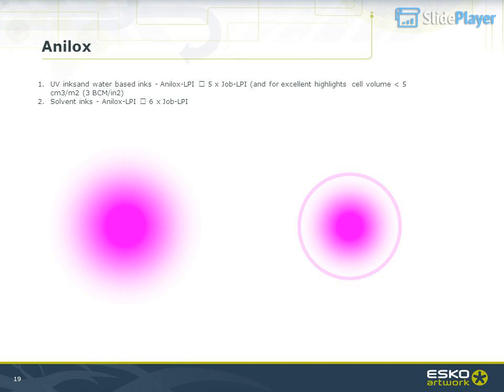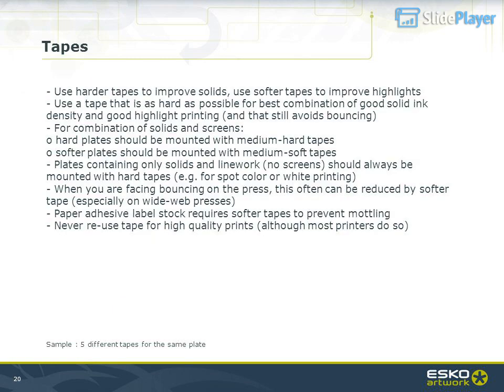Anilox, UV inks and water-based inks: Anilox LPI 5x job LPI, and for excellent highlight cell volume less than 5 cubic centimeters per square meter, 3 bcm per square inch. Solvent inks: Anilox LPI 6x job LPI. Tapes: use harder tapes to improve solids, use softer tapes to improve highlights.